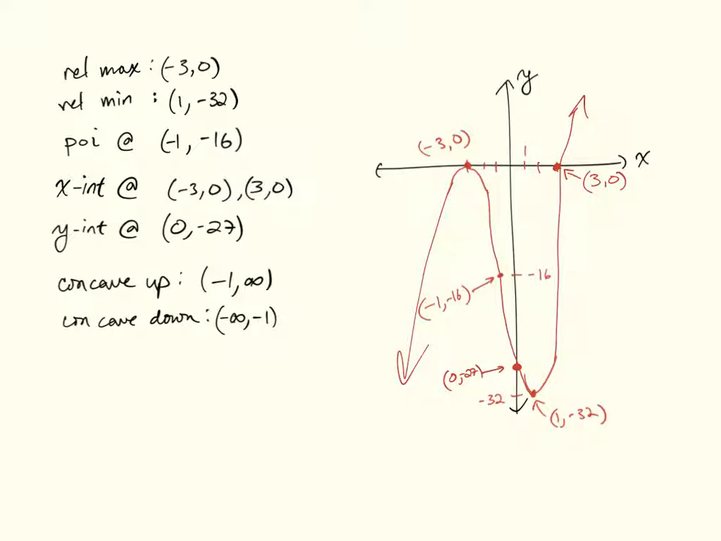Let's double check really quickly. To the left of this point, this graph looks pretty concave down. To the right of this point, this graph looks pretty concave up. Yeah, there's a sketch of your graph.